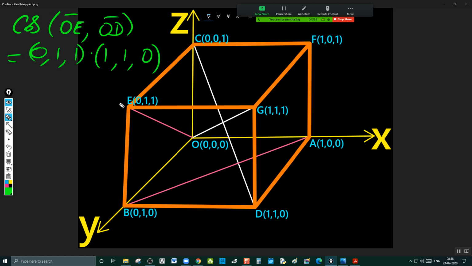Understand that, please. I have taken 0, 0, 0 as the vertex. Now I'll show you which diagonal I have taken. I'm showing it with an arrow mark like this. This is OD bar. I'm talking about this. This OD bar is nothing but 1 minus 0, 1 minus 0, 0 minus 0. Now write the modulus of this. It is root 2 into root 2. This is root 2 and this is also root 2. So this one is 1 by 2.